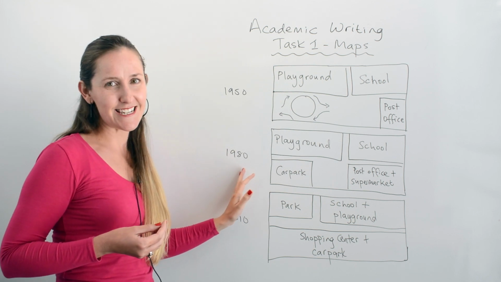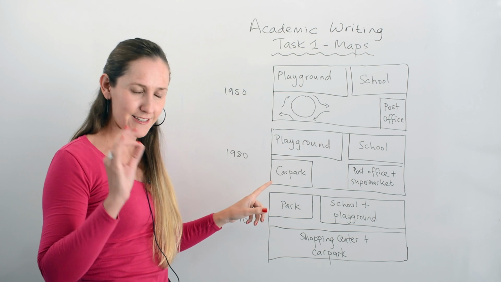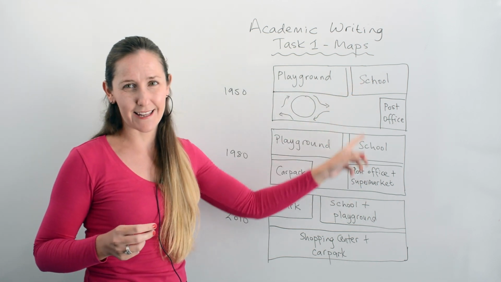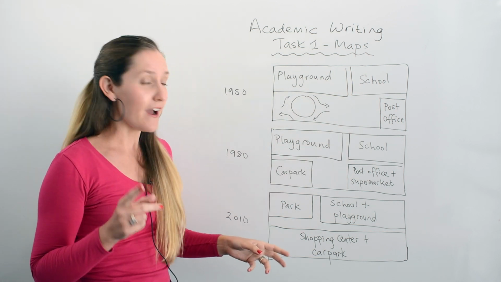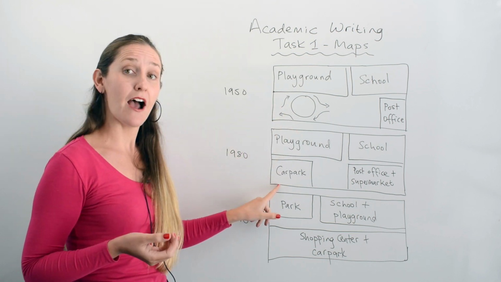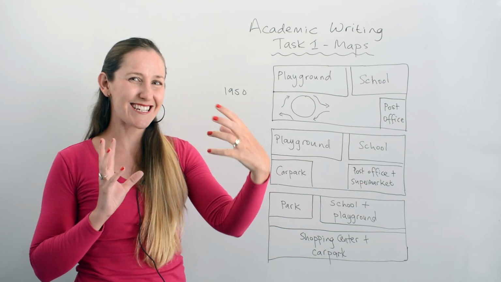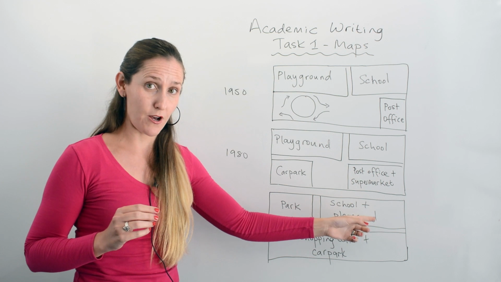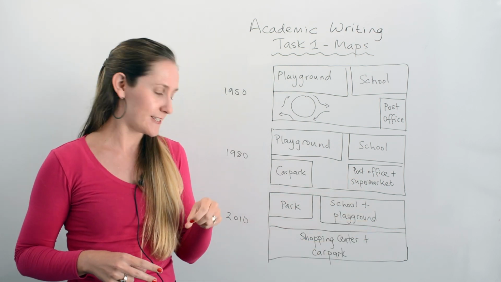Moving to 1980, I can see that the playground is still exactly the same. I can also see that the school is exactly the same. So here we have two similarities. I can see, however, that the roundabout has been changed and is now a car park, and that the post office has been extended and it now contains a supermarket as well. So we have two similarities and two differences.